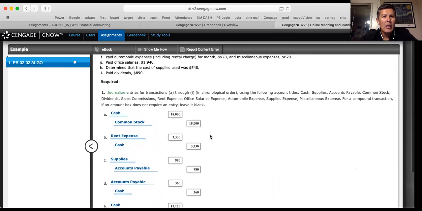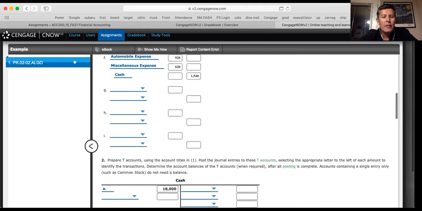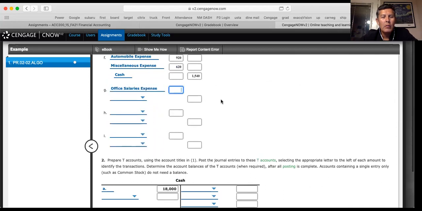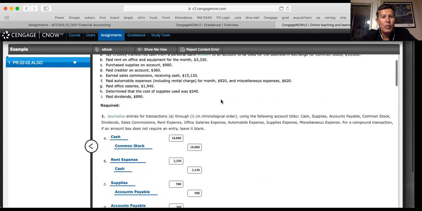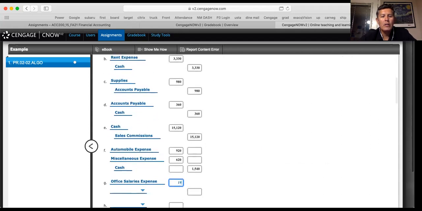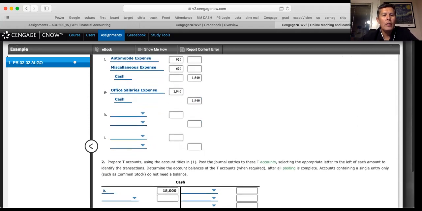Okay. So G, let's take a look at G. Says paid office salaries. So we paid salaries. Paid office salaries expense. And how much was that for? Hang on 1 second. 1940. Now, if we paid it, we didn't use a payable, so we have to use cash. So 1940. Okay. All right.